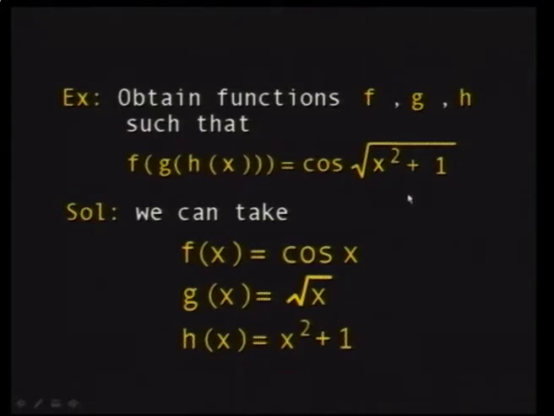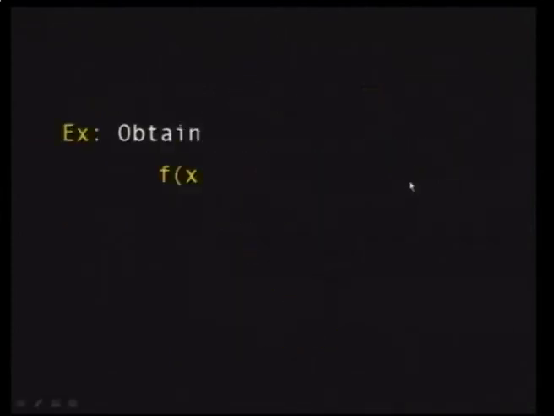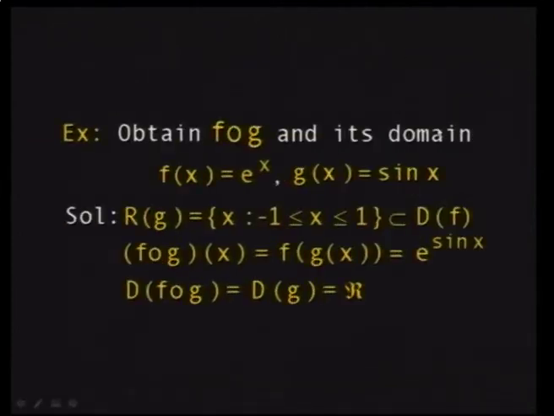Or you reverse what you do. You take h of x equal to x squared plus 1, g of x equal to square root of x, and f of x equal to cosine x. Here it's simple. Why? Because here you want, for example, f circular g. In other words, this works first and then this one.